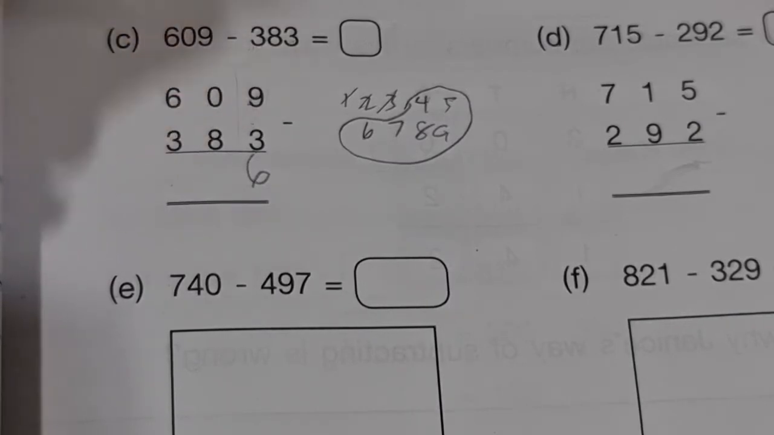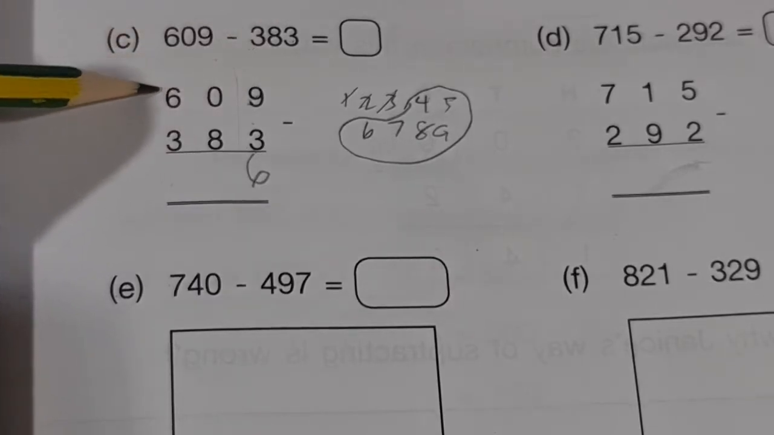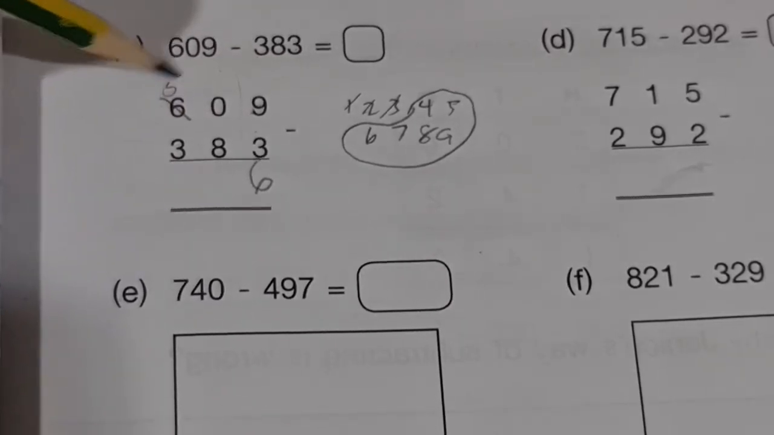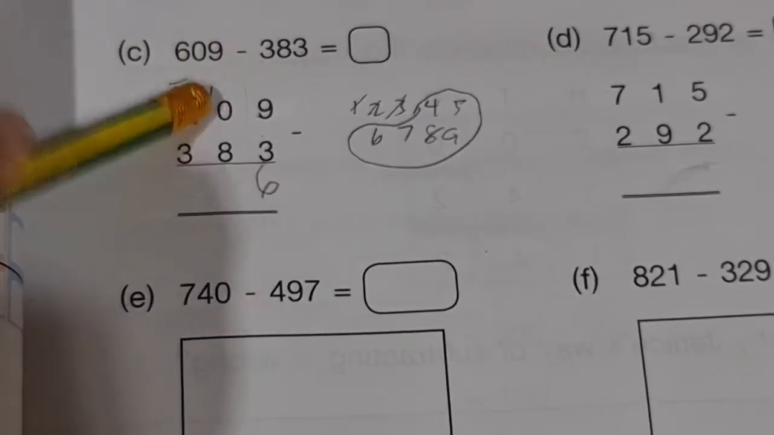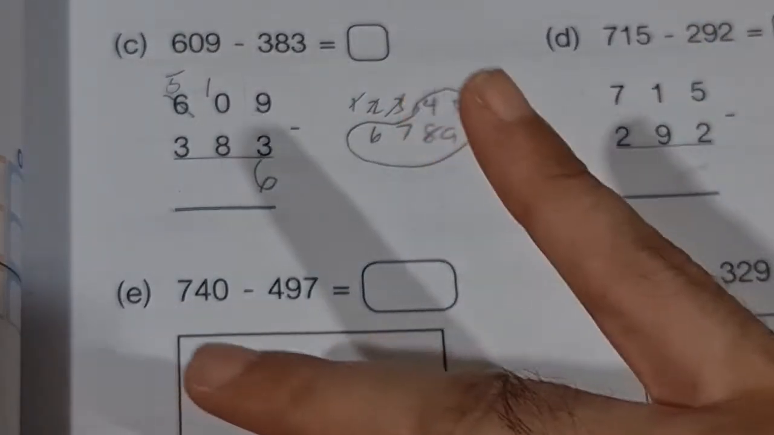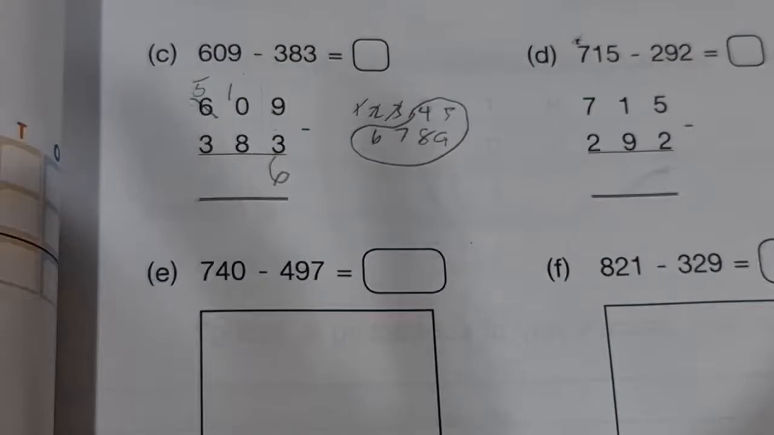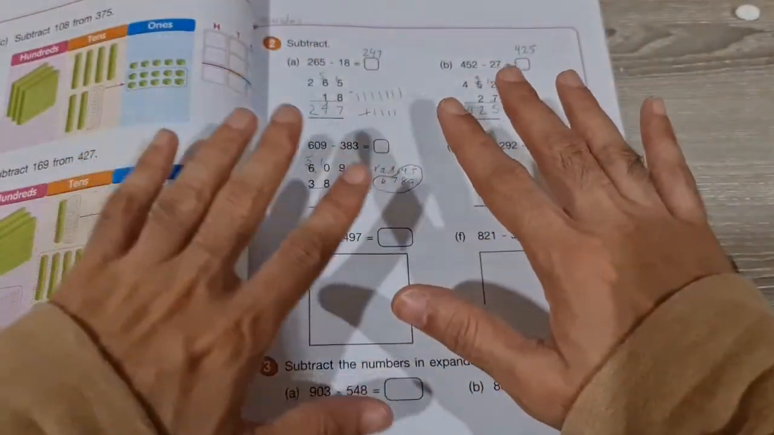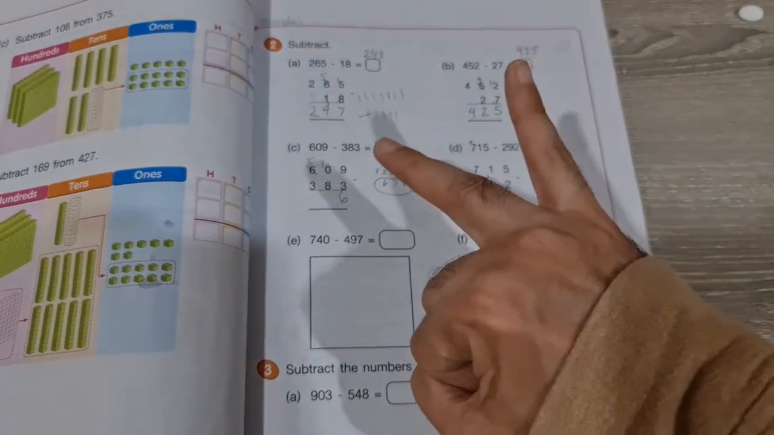0. Take away 8. Cannot be. So we borrow from hundreds place. 6 will become 5 and 0 will become 10. Now we can subtract. 10 take away 8. It's easy. You have 10 fingers. Remove 8 will give you 2. So again, I show my hands. 10 fingers. Take away 8, 5, 6, 7, 8 will give you 2.